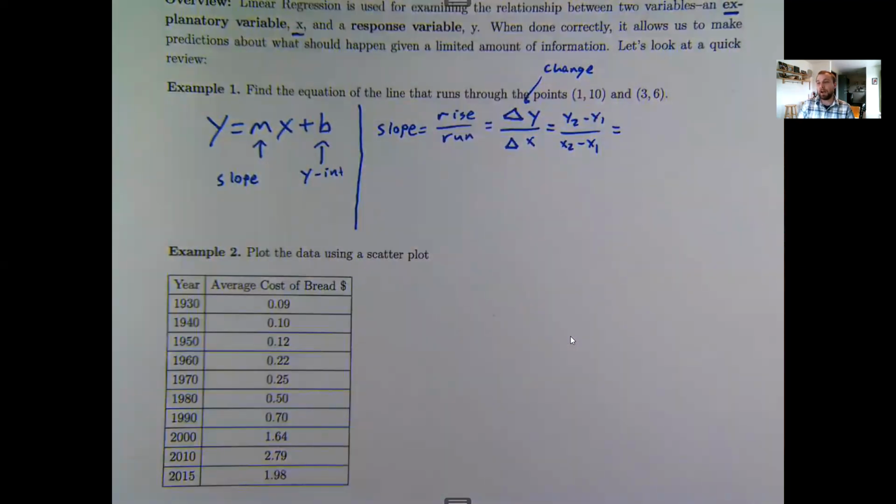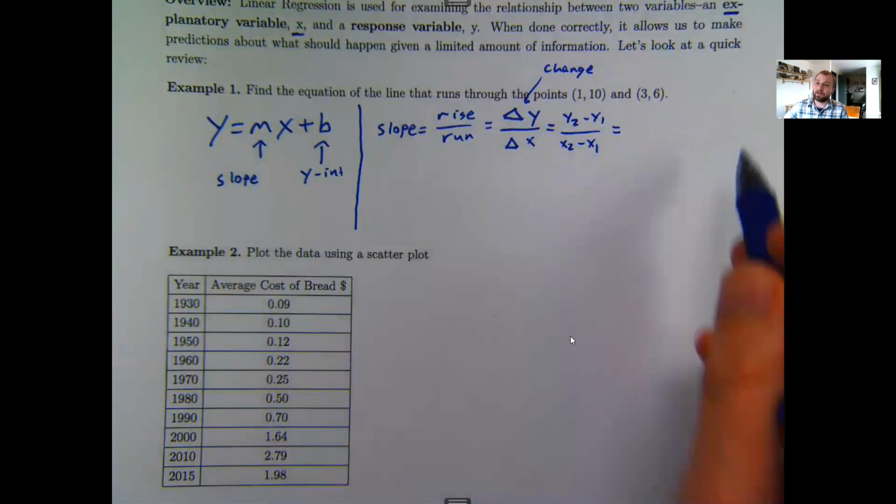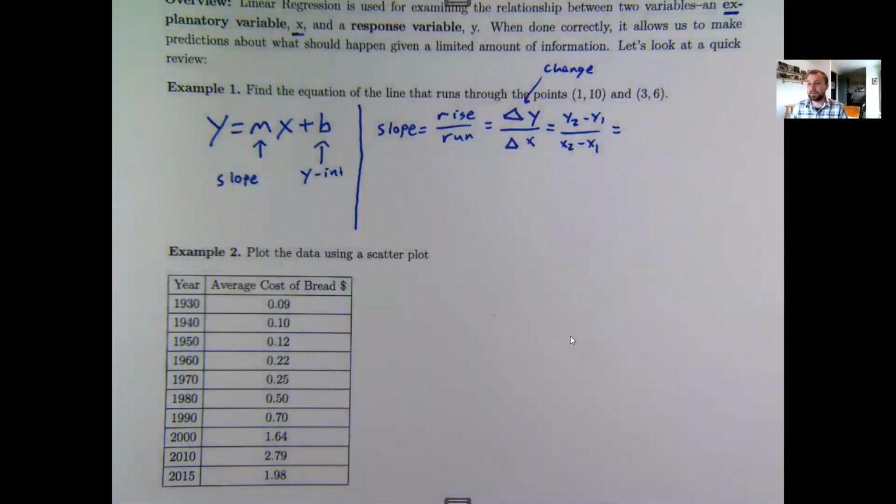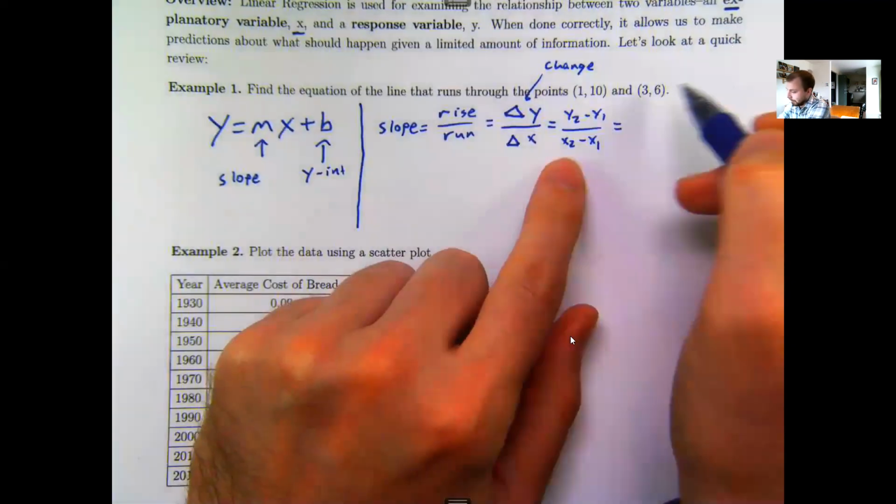Now this is telling me how my y values deviate. And in stats, when I'm talking about how my y values or my x values deviate, that's talking about the spread, and that's something my standard deviation does. So this slope equation is directly related to the standard deviation that we've been studying in statistics. But let's just use this equation for what I have here.